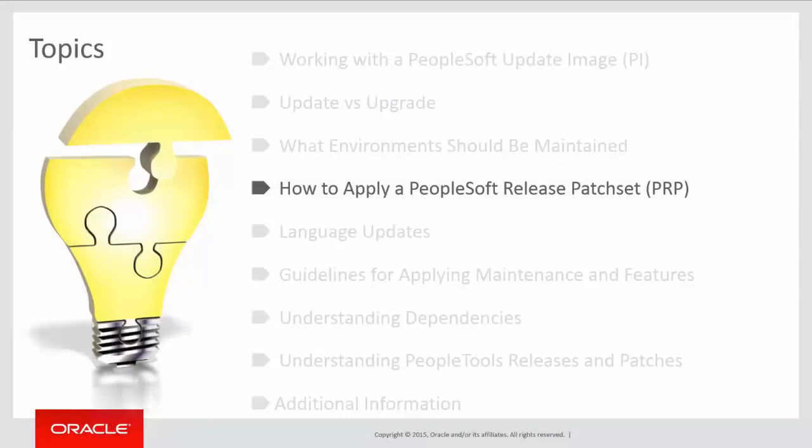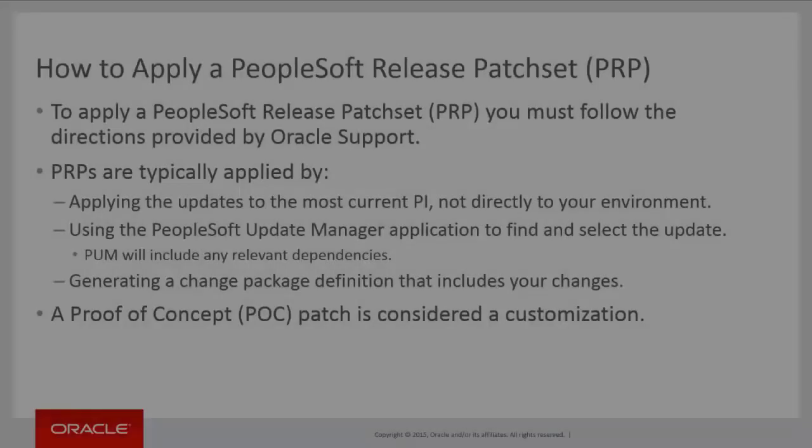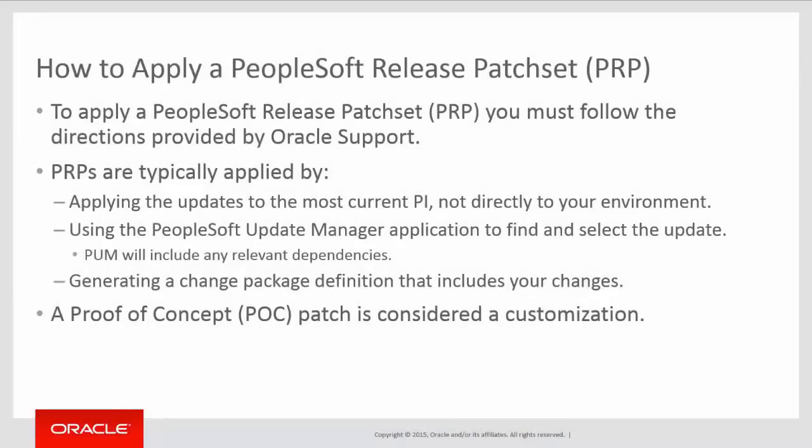Now we will cover how to apply a PeopleSoft Release Patchset, or a PRP. A PeopleSoft Release Patchset is a system fix that's delivered outside of a PeopleSoft update image. They're used to deliver critical fixes to you in between update images. A PRP should not be applied directly to your system. That's important. The reason is there may be dependencies for objects that are delivered in the PRP that need to be applied in your environment prior to the PRP.